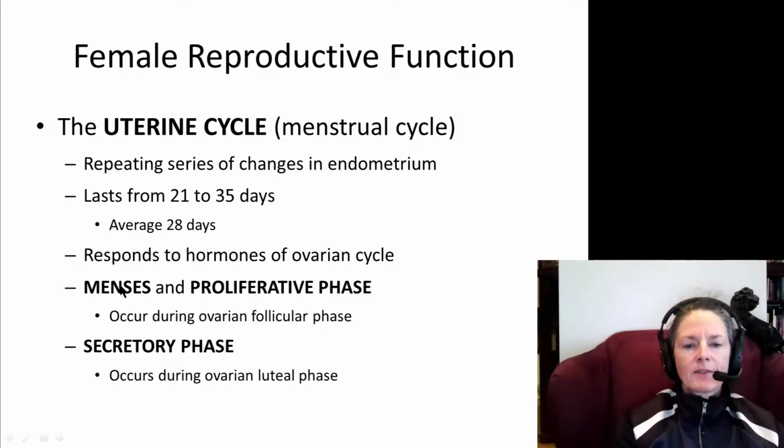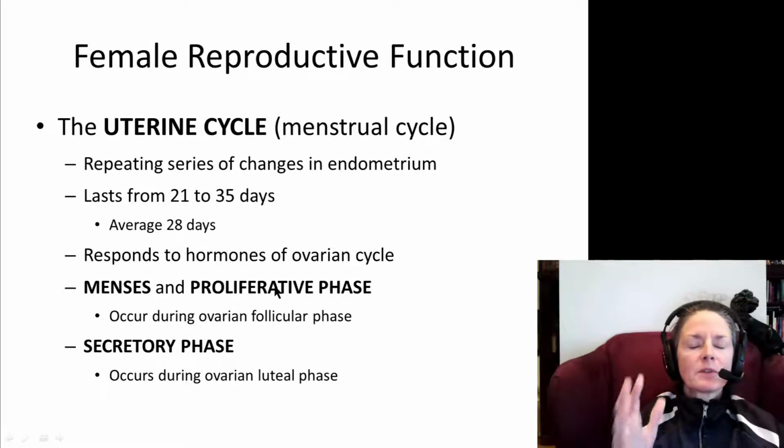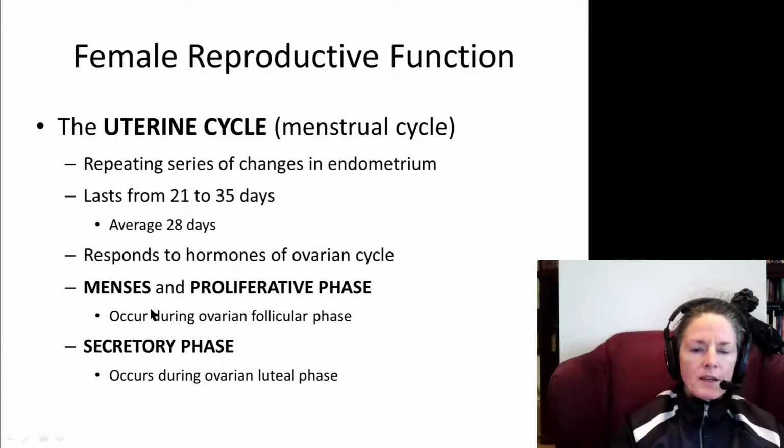The first phase is menses. This is when the whole thing ends, basically, and you get rid of the functional zone of the endometrium if there hasn't been a pregnancy or if no fertilization has taken place. The proliferative phase is the next phase that's going to occur roughly simultaneously with the follicular phase of the ovarian cycle. So menses will occur at the beginning of the ovarian cycle, and the proliferative phase of the uterine cycle will occur simultaneously with that follicular phase of the ovarian cycle.